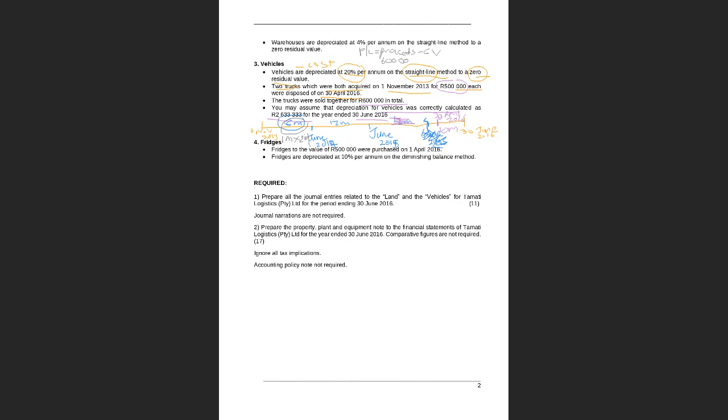Okay, and therefore the carrying value of the asset would be my cost minus accumulated depreciation. The carrying value would be the cost of 1 million minus the accumulated depreciation we just calculated of 500,000. So carrying value is going to equal 500,000. Then if we look at whether we made a profit or loss, our proceeds is 600,000, our carrying value of these two trucks is 500,000. That would mean our proceeds is more, so we made a profit of 100,000 rand.